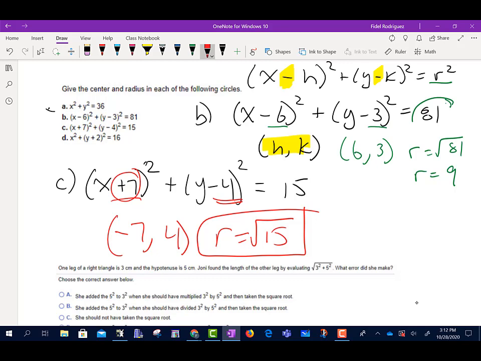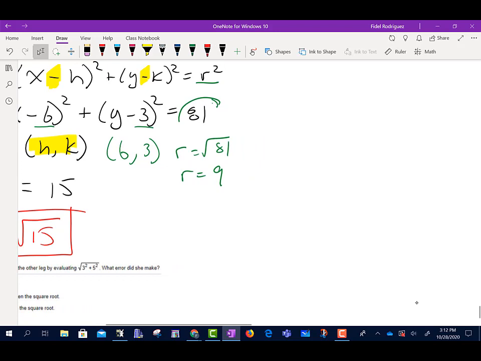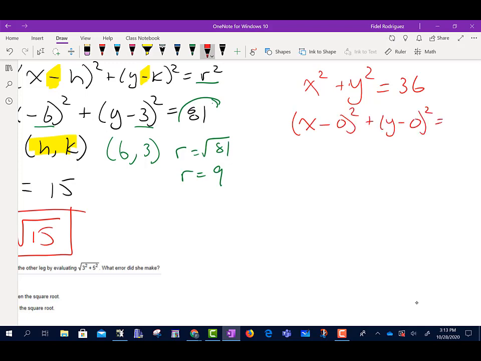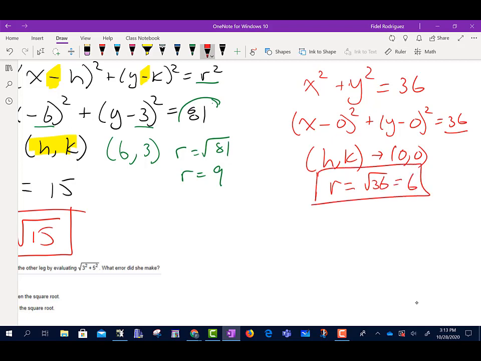Okay. Now let's go back and do part A, and then we can do part D. Part A gave me the equation x squared plus y squared equals 36. So I can think about it as (x minus 0) squared plus (y minus 0) squared equals 36. My h and my k in this case are 0, 0. And the radius will be the square root of 36, which is just 6. Okay.